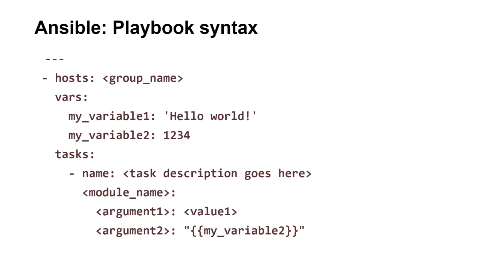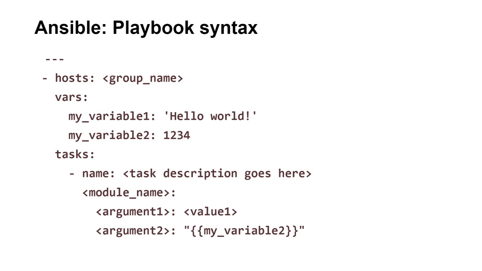Playbook syntax isn't much more complicated. This is the YAML format of the markup language I mentioned. Three dashes, and then there's three sections. A hosts section, where we put the group name from our inventory file. We can define variables in the vars section. Then we define tasks in the section called tasks. Each task gets a name where we put a description of why that task exists or what it's doing, and then the name of the Ansible module and any arguments we want to give to that module.